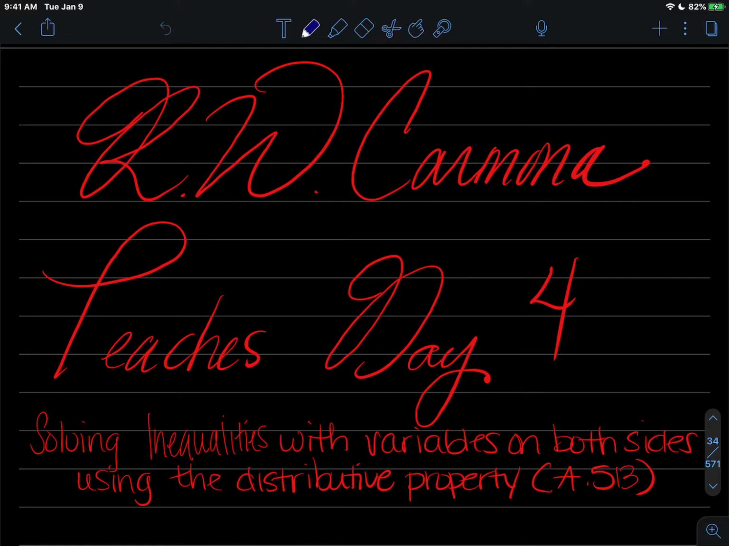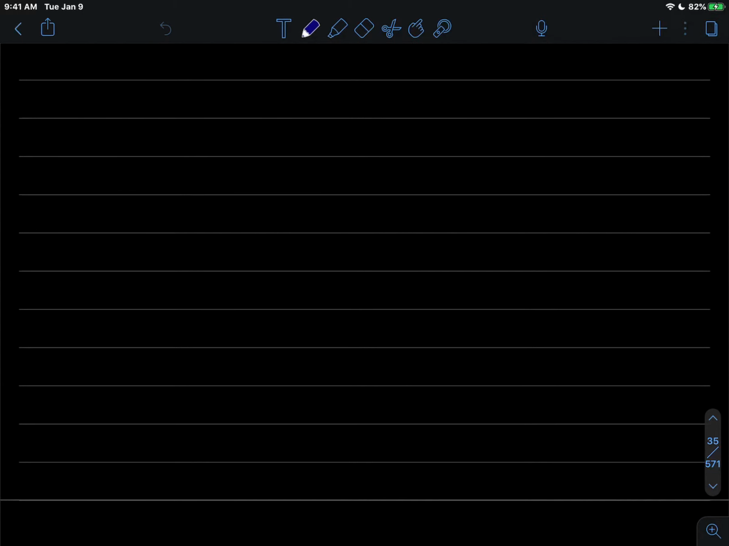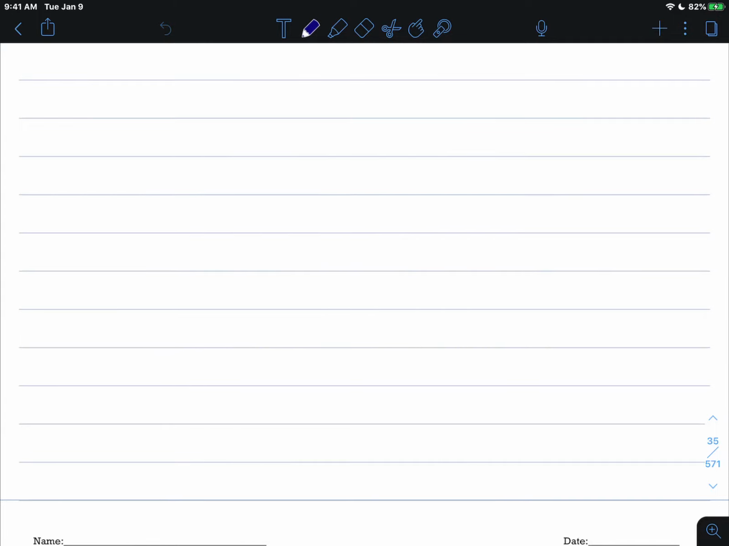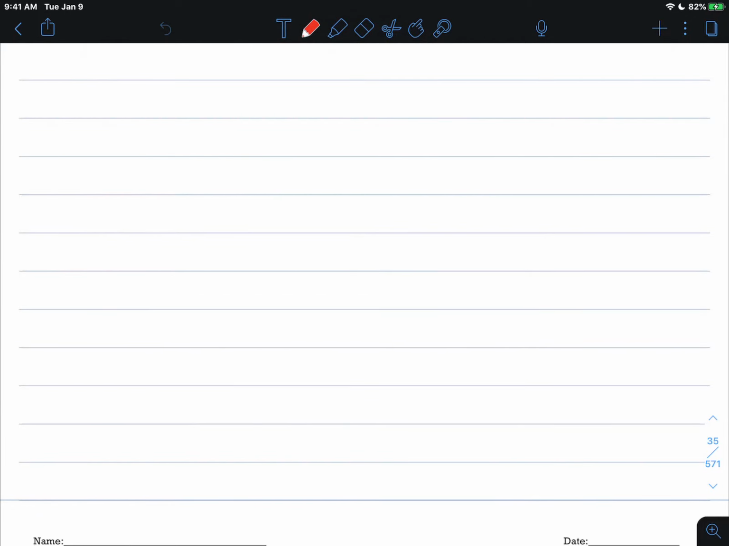Alrighty, day 4 of Algebra 1. Solving inequalities with variables on both sides using the distributive property. So, first thing about this is that I want to talk a little bit more about what exactly is going on with these inequalities. So before I even get into all of that, I just want to talk for a little bit about that. So there's 4 different ones that you could possibly run across.